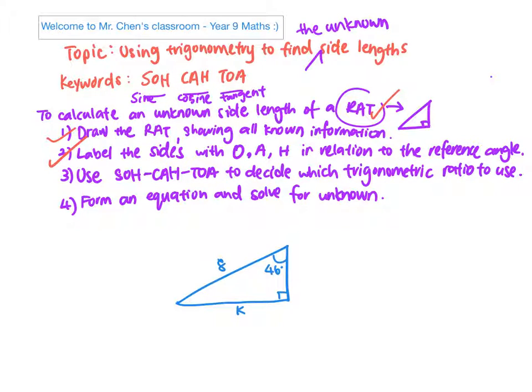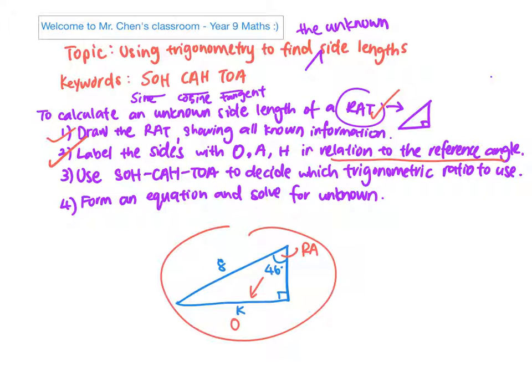Once you know what the question is asking, you have to start labelling the sides with opposite, adjacent, or hypotenuse in relation to the reference angle. So for example, if we look at this one, the reference angle is right there. The side opposite to it is called the opposite, and obviously the longest length is the hypotenuse, and the length next to the angle is the adjacent. Alright, so once you got that, it will give you a clearer view on what you have to do.